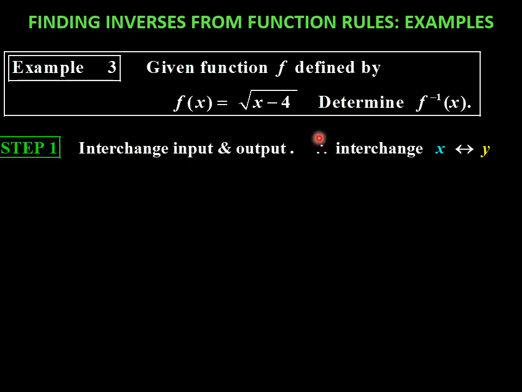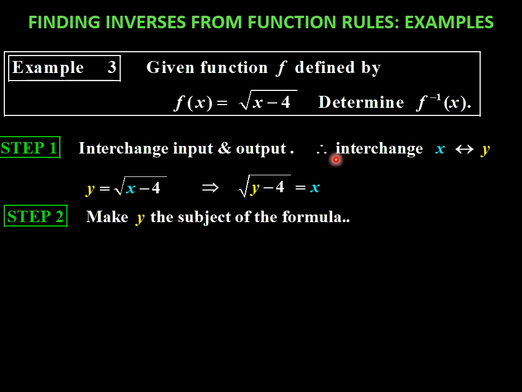So we start as usual, interchange x and y, and I'm using the same color coding. So I take my given rule, y equal to square root of x minus 4. I now transform it, and then that becomes square root of y minus 4 equal to x. Better to put the x at the end there, makes this next step much easier. So now there are two operations, subtracting 4 and square root.